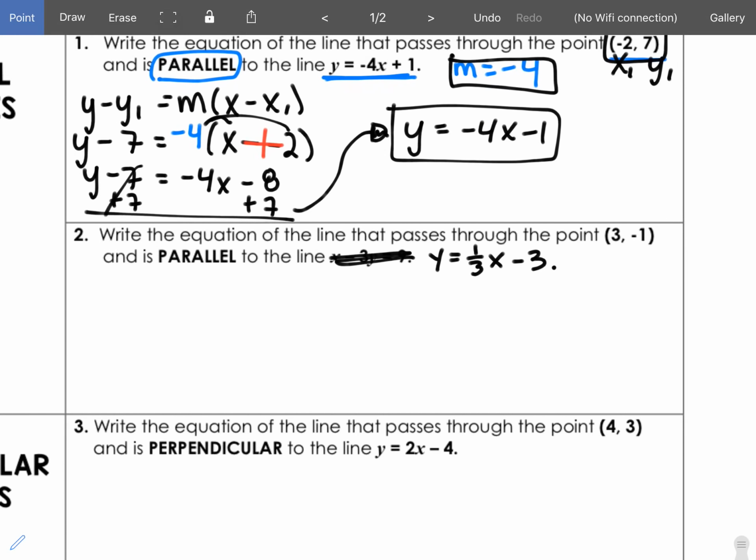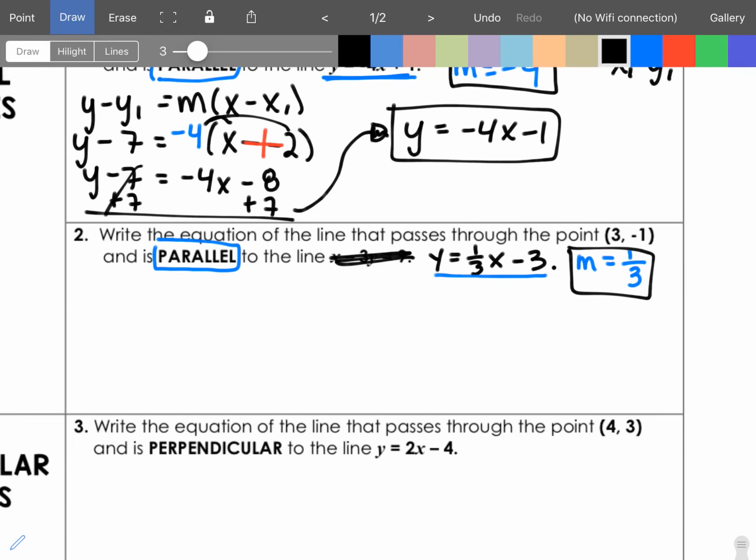Write the equation of the line that passes through the point 3, -1 and is parallel to the line y equals 1/3 x minus 3. So we're going to do the same thing. Parallel, just like above, means the same slope. So m equals, well, what's the slope here? 1/3. So m has to equal 1/3 on my new line. Now I know my slope is 1/3. And what's the point? Well, my point is 3, -1.